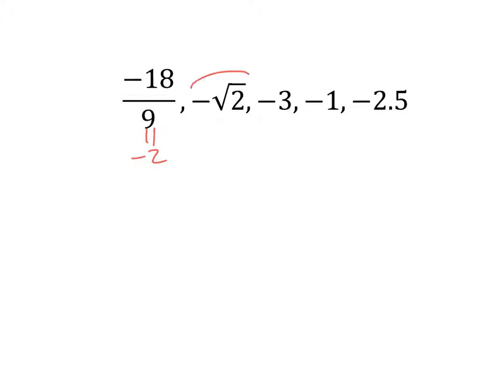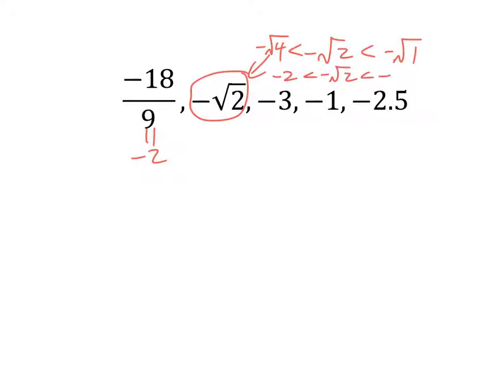And we know that the negative square root of 2 is going to be less than the negative square root of 1 and greater than the negative square root of 4, because the negative square root of 4 is negative 2 and the negative square root of 1 is negative 1. So it's going to be between negative 2 and negative 1. Okay, so it'll be somewhere in there. That will be helpful in ordering.